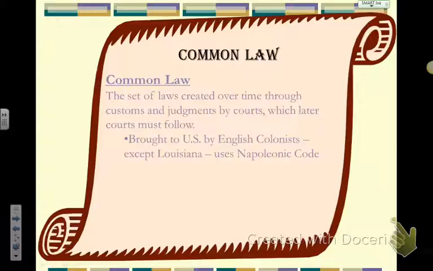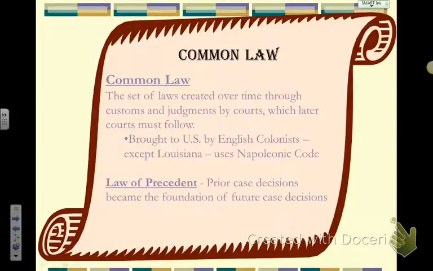So what do I mean by that? We have a concept in our country called the law of precedent. How something was handled in the past, or prior decisions in cases, become the way that a new case is handled. So if a case goes to court and the court decides in a certain fashion, any future cases that come to court that are similar are handled in the same fashion. It's called the law of precedent.